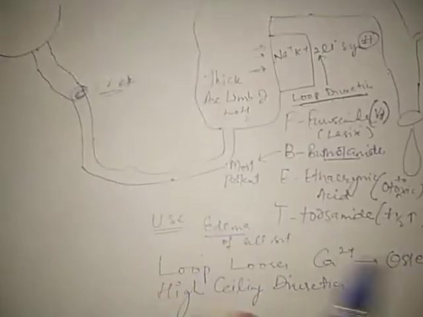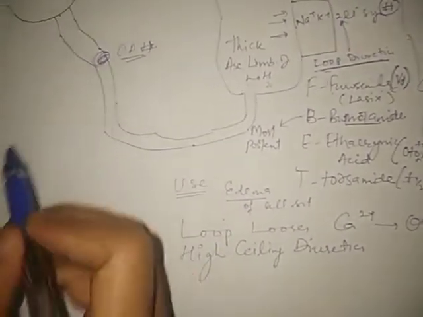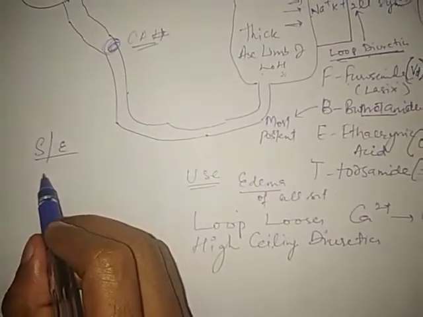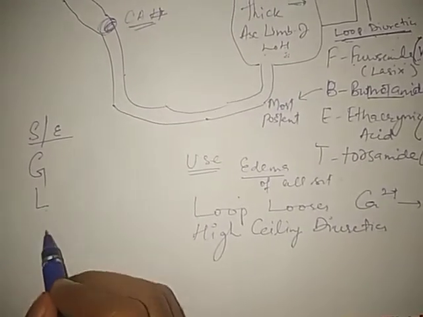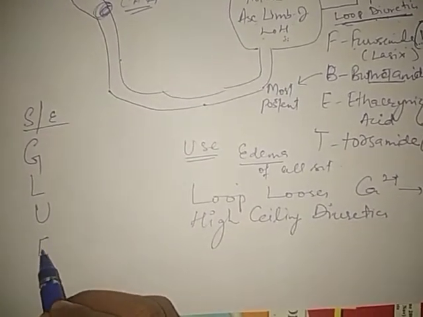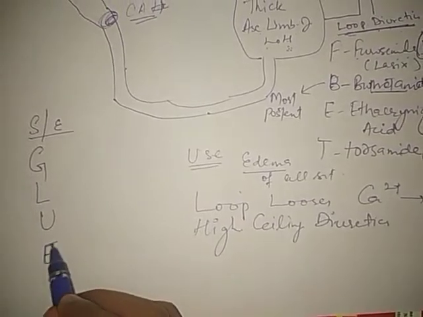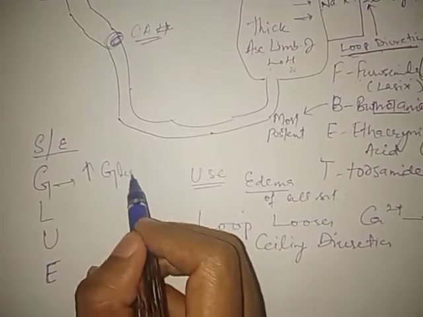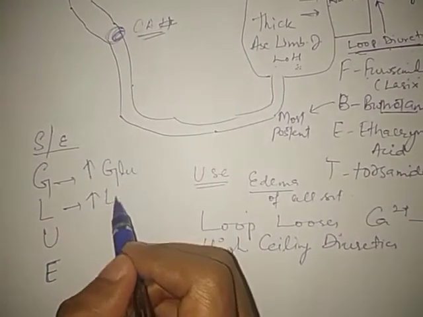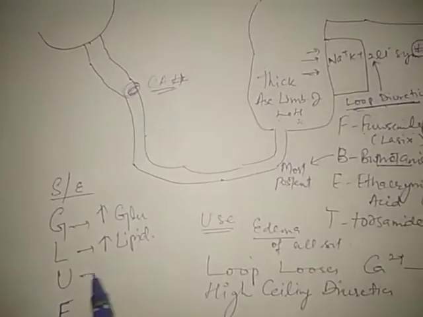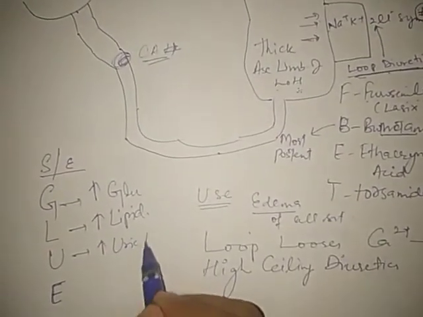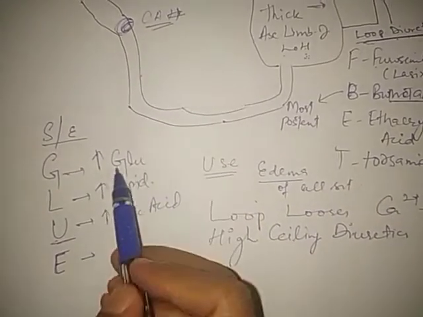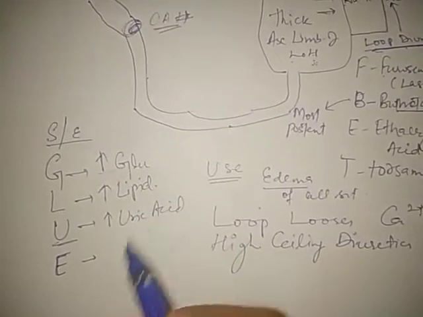Now we will see the side effects of loop diuretics. You can remember the side effects by the simple mnemonic GLUE. This is a very good mnemonic. It increases the glucose in the blood. It increases the lipids in the blood, and it also increases the uric acid in the blood. So it is contraindicated in gout. It causes hyperuricemia. It is contraindicated in diabetics because it causes hyperglycemia.